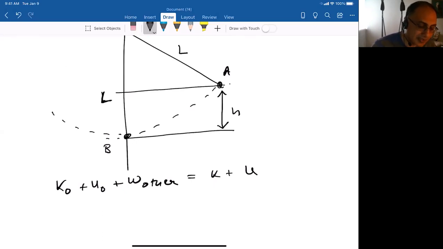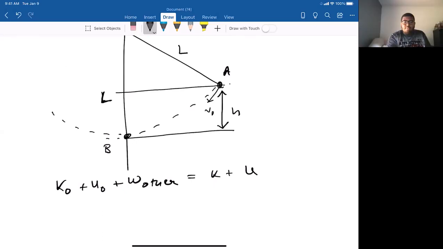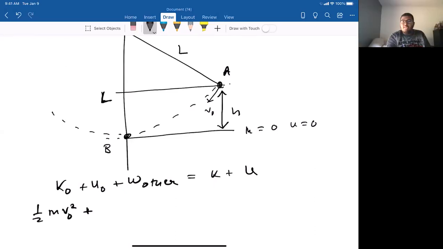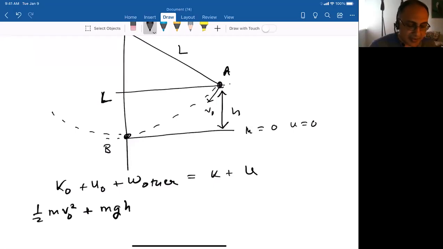In terms of its velocity v naught, it's 1/2 m v naught squared. In terms of the height h, we'll choose h equals 0 at the level of B, so U is equal to 0 at the level of B. In terms of the height h, what is the potential energy at location A? What was the formula for potential energy? mgh, yeah. Is there any W other in this problem? No.